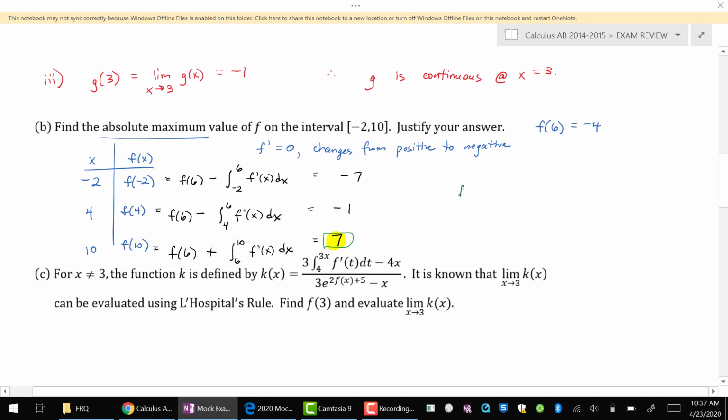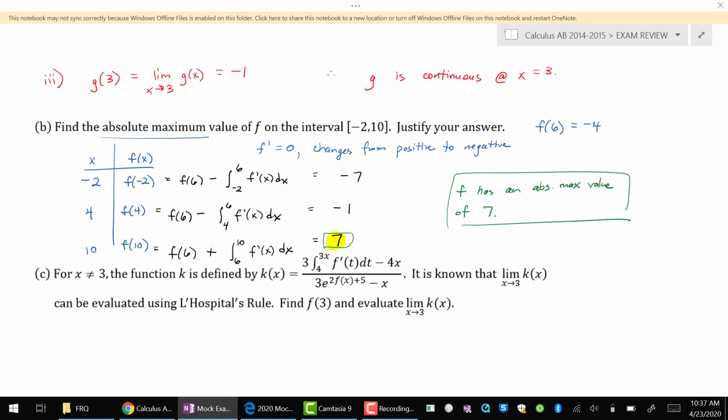So we might say f has an absolute maximum value of 7. And we essentially are using the extreme value theorem and the closed interval test or the candidates test to complete that justification. Part C.